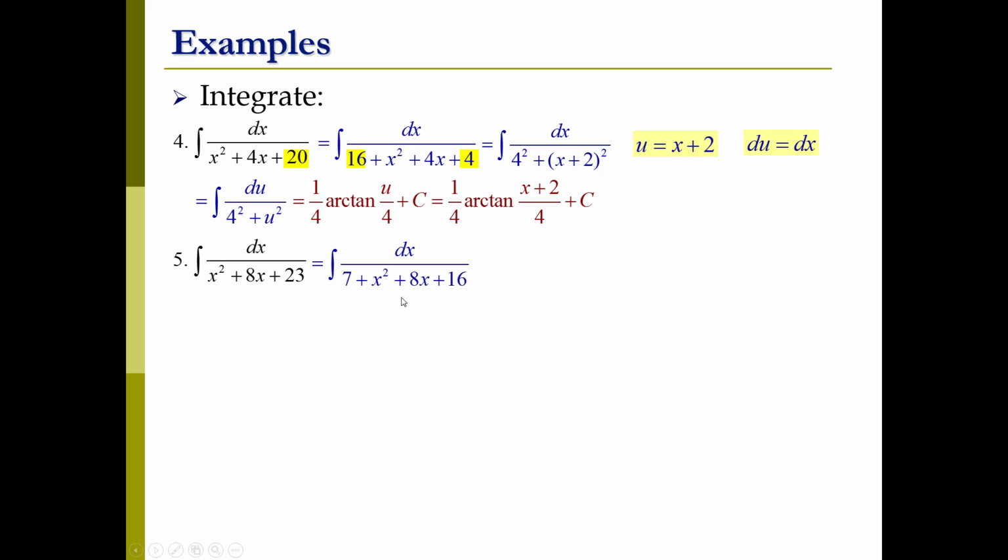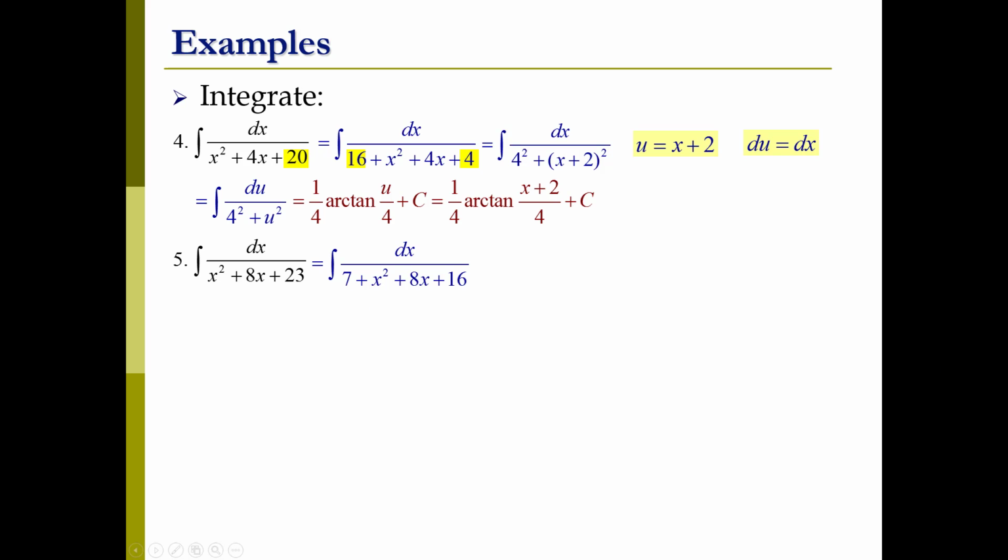Now, x squared plus 8x plus 16 is a perfect square, and that's going to give us x plus 4 squared. The problem is we have the 7. So what do we do with the 7? Because if we follow our arctangent rule, it needs to be a squared plus u squared. So this right here is going to give us our u squared, but what about our a squared?